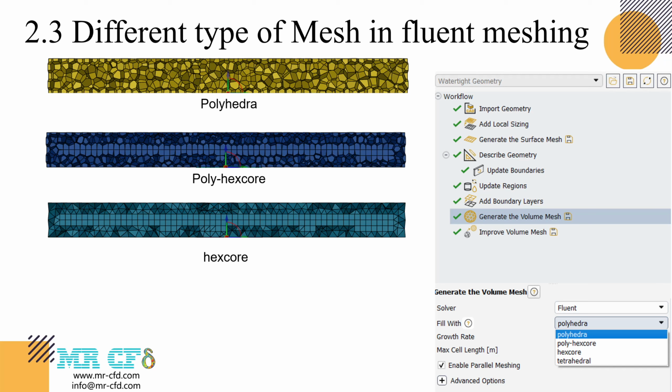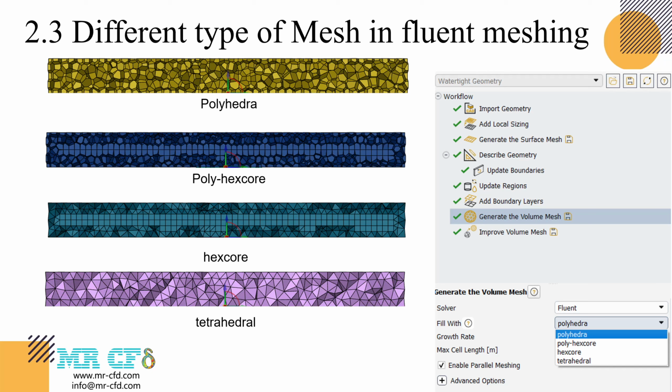Hexcore. Third is the hexcore mesh, featuring primarily hexahedral, cube-like elements in the core flow region with tetrahedral elements near boundaries. Hexahedral elements are computationally efficient and provide high accuracy, especially when aligned with the flow direction.